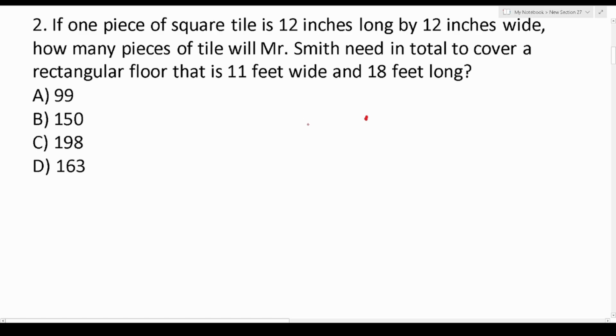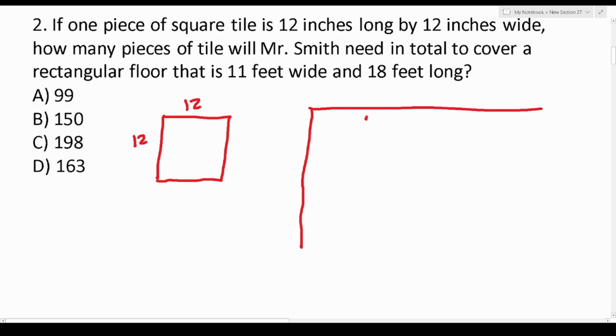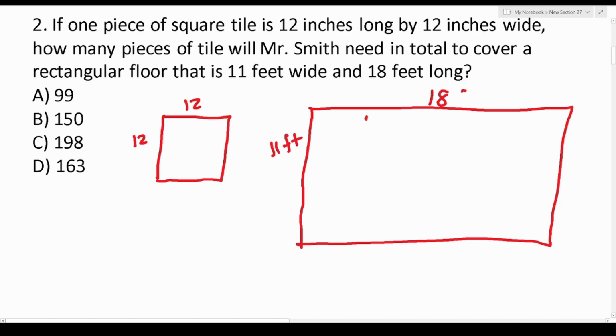All right, number 2 says if one piece of square tile is 12 inches long by 12 inches wide, how many pieces of tile will Mr. Smith need in total to cover a rectangular floor that is 11 feet wide by 18 feet long? Okay, so we're dealing with two different shapes here. We have a square tile that's 12 by 12, and those are inches, of course. And then we have this big floor space that is 11 feet by 18 feet.